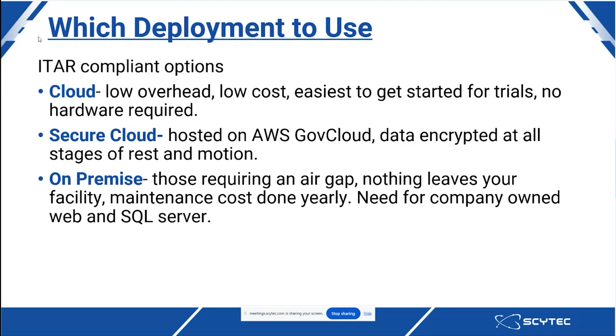The most common is our commercial cloud offering, which offers low overhead, low cost. It is the easiest to get started for trials. No hardware is required. For those of you that have newer machine controls that have Ethernet ports on them, which can include things like the FANUC 0 and 31i series, the Okuma OSP 300 and 500, the entire Mazak Smooth lineup. Those are just a few of the control types that are supported very easily. And we have people that are up and collecting information in under a half an hour with our commercial cloud offering.